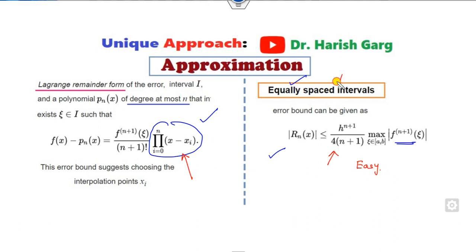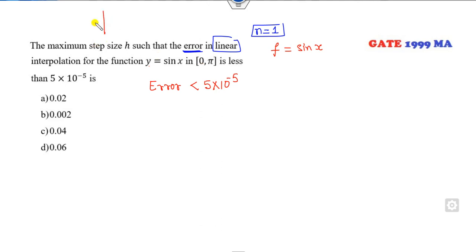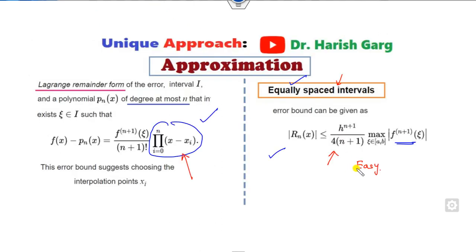But for that you need an equally spaced interval. So can you make it an equally spaced interval? The interval is 0 to pi, so I can write this with spacing pi by 2. Now you can see this is an equally spaced interval. Once it is an equally spaced interval, I can substitute the value of n in this case.